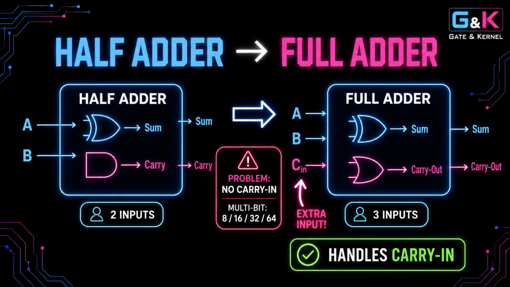That works perfectly when we only need to add 2 bits. But computers usually work with much larger binary numbers: 8-bit, 16-bit, 32-bit, or 64-bit. When several bit positions are involved, a new problem appears. A bit position may receive a carry from the previous position. A half adder cannot accept that incoming carry. To solve this problem, we need a full adder. A full adder adds 3 1-bit inputs and produces a sum and a carryout.